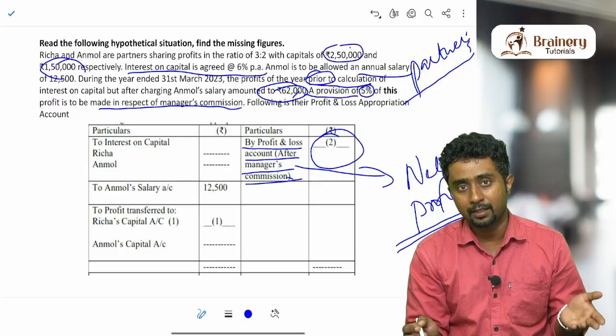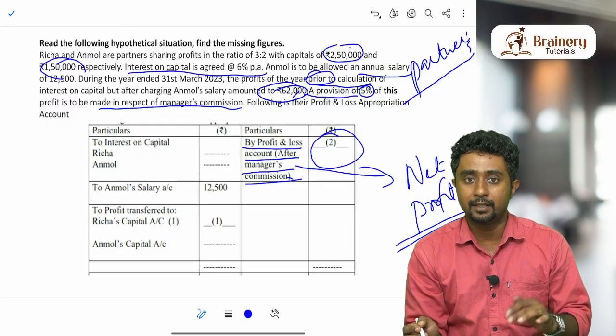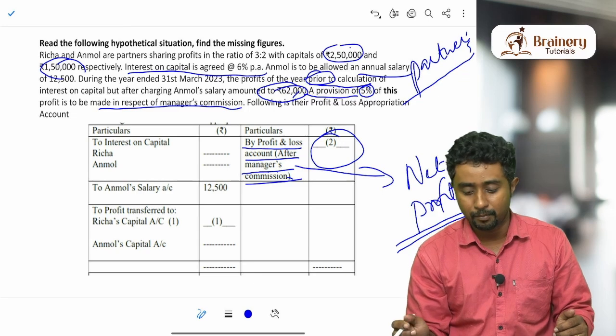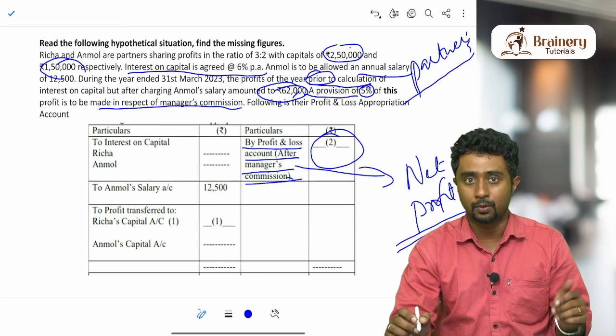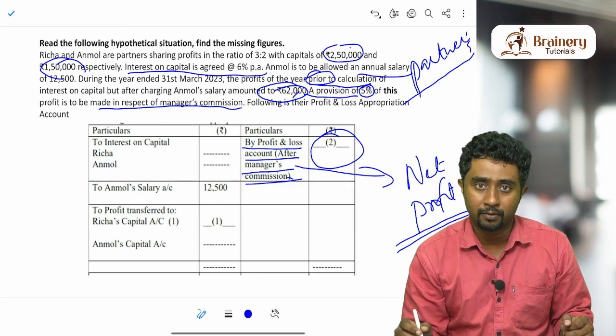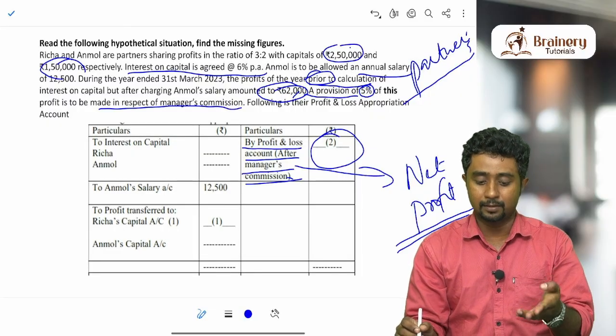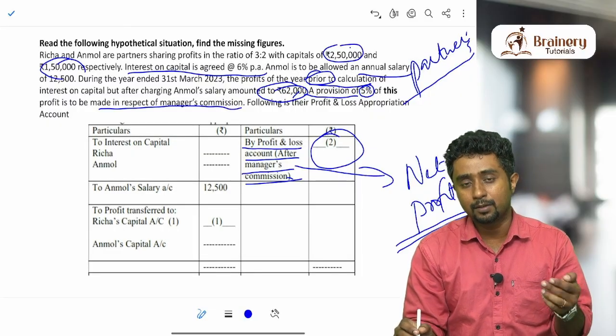So after deducting interest on capital, after deducting salary, after doing all these kind of things, finally the profit which remains is called divisible profit, right? That you know. Where do we get divisible profit from? From the profit and loss appropriation account only we will get the divisible profit. This is not divisible profit also. This is not net profit also.